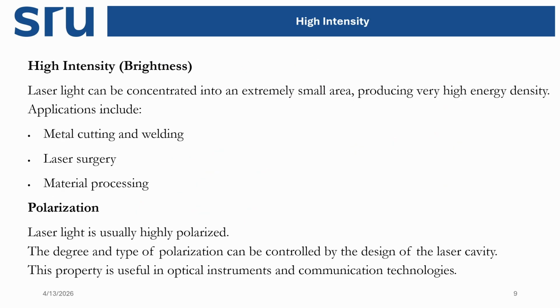High intensity. High intensity means the light is very much concentrated in a small area, and the number of photons will be very high. That is called the intensity. And since the intensity is high, it produces a much higher energy density, which is used for metal cutting, welding, laser surgery, or material processing.